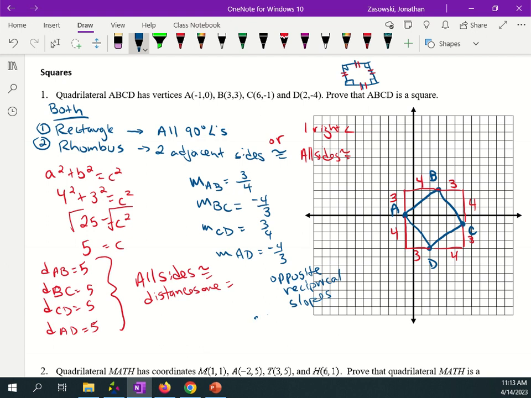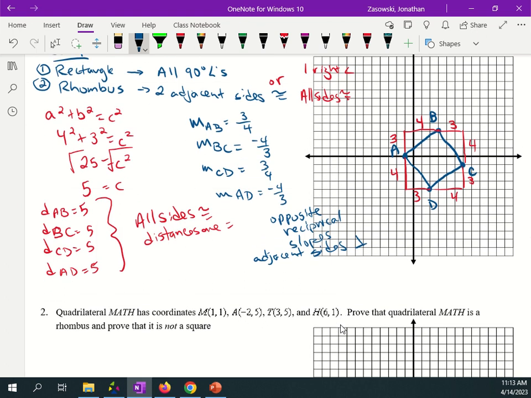Okay, good. So we could say adjacent sides perpendicular. Okay, is that enough now? You could even just write down all right angles instead of adjacent sides perpendicular. Is that enough to say it's a square?